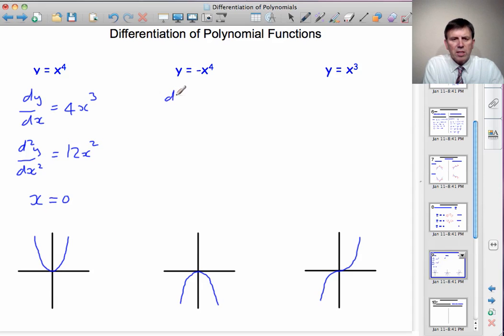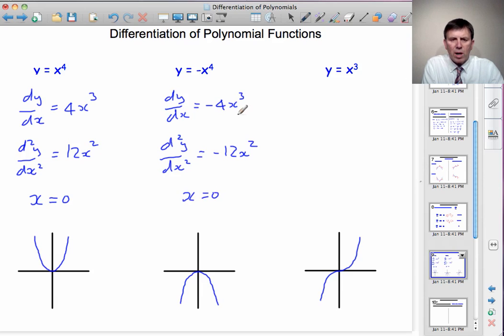For this one, dy by dx is minus 4x cubed, and d2y by dx squared is minus 12x squared. Now again, if we look when x equals 0, we'll see that dy by dx is 0, so we have a stationary point, but the second derivative is also 0. But this time we have a maximum. So, if the second derivative is 0, how can I possibly know whether I've got a maximum or a minimum?